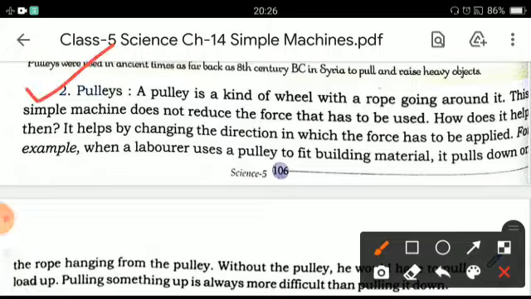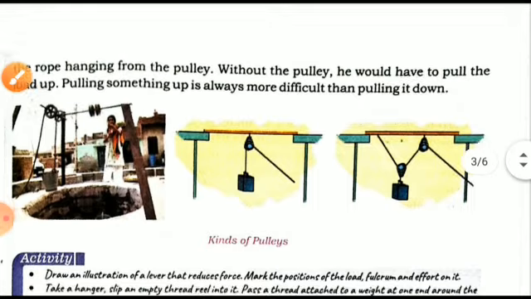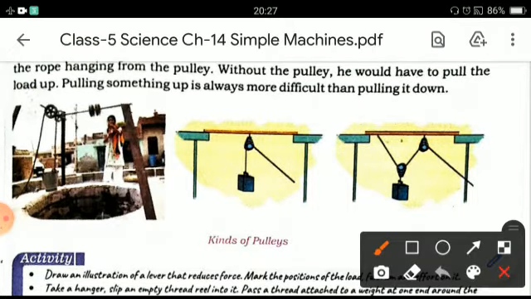Second one is pulley. A pulley is a kind of wheel with a rope going around it, and this simple machine does not reduce the force that has to be used. Now, how does it help then? It helps by changing the direction in which the force has to be applied. For example, when a laborer uses a pulley to lift building materials, he pulls down on the rope hanging from the pulley. Without the pulley, he would have to pull the load up, and pulling something up is always more difficult than pulling it down.